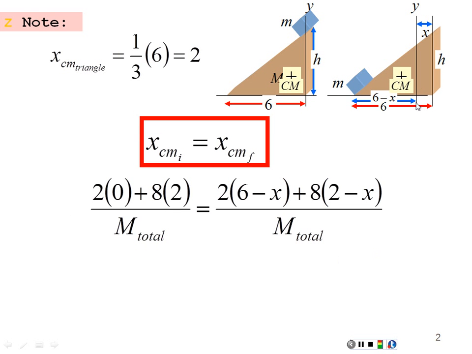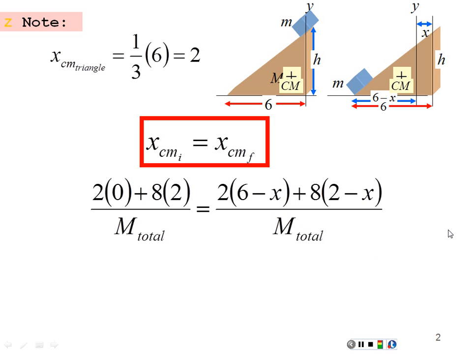And the final location: the little m, the 2 kilogram mass, is moved to a location of x equal to 6 minus x, and the 8 kilogram mass, the wedge, has moved to a new location of 2 minus x, because it's moved to the right a distance x. Originally it was at x equal 2, and now it's at 2 minus x. Over the total mass of the system.